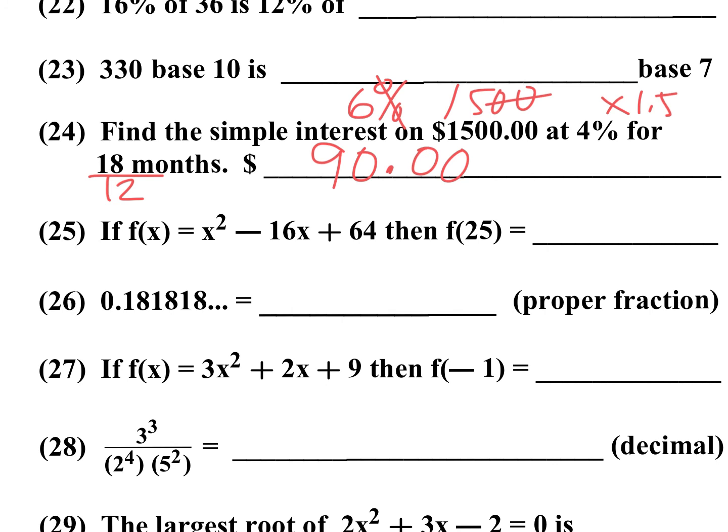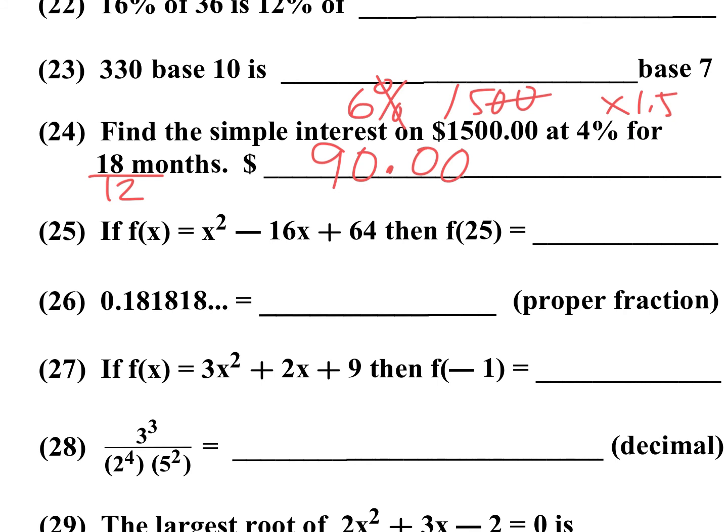Now, if you just write 90 without the .00, you will get this wrong, because this is a dollars and cents problem in number sense. The rule is you have to write the 90.00. Okay, so that was for number 24.